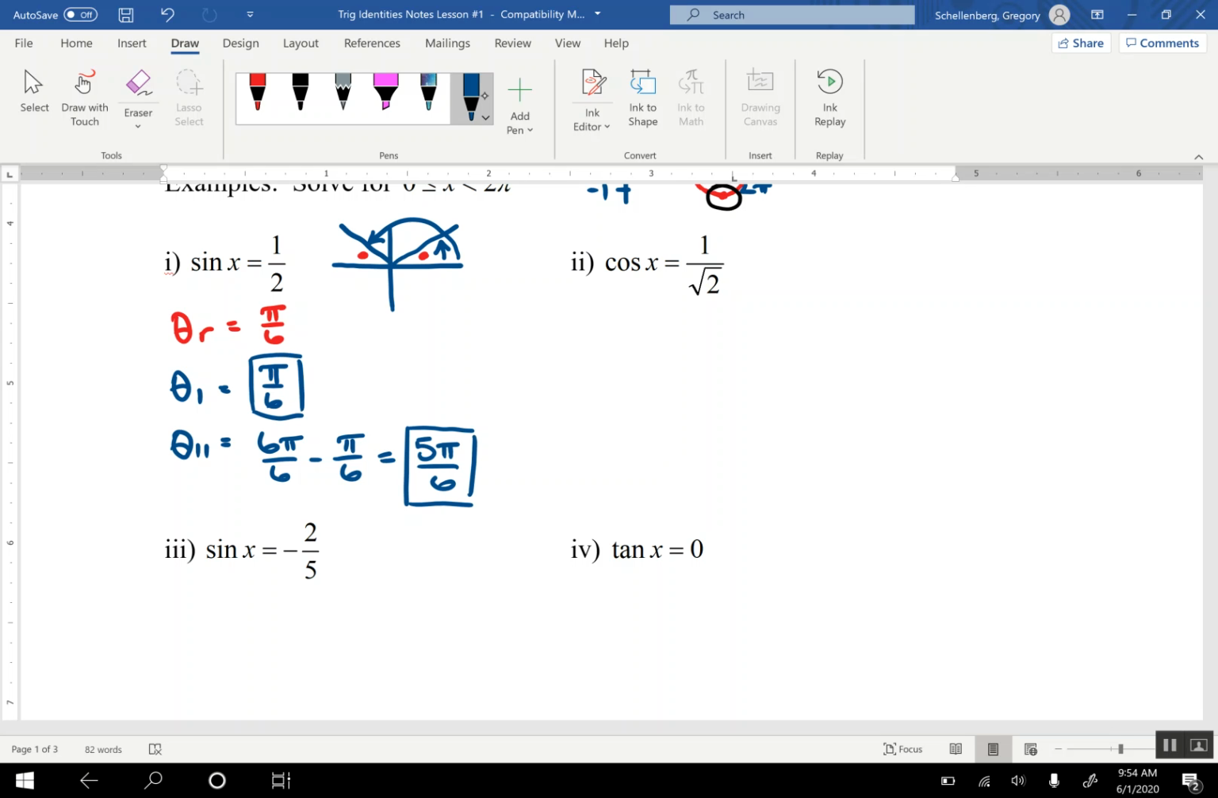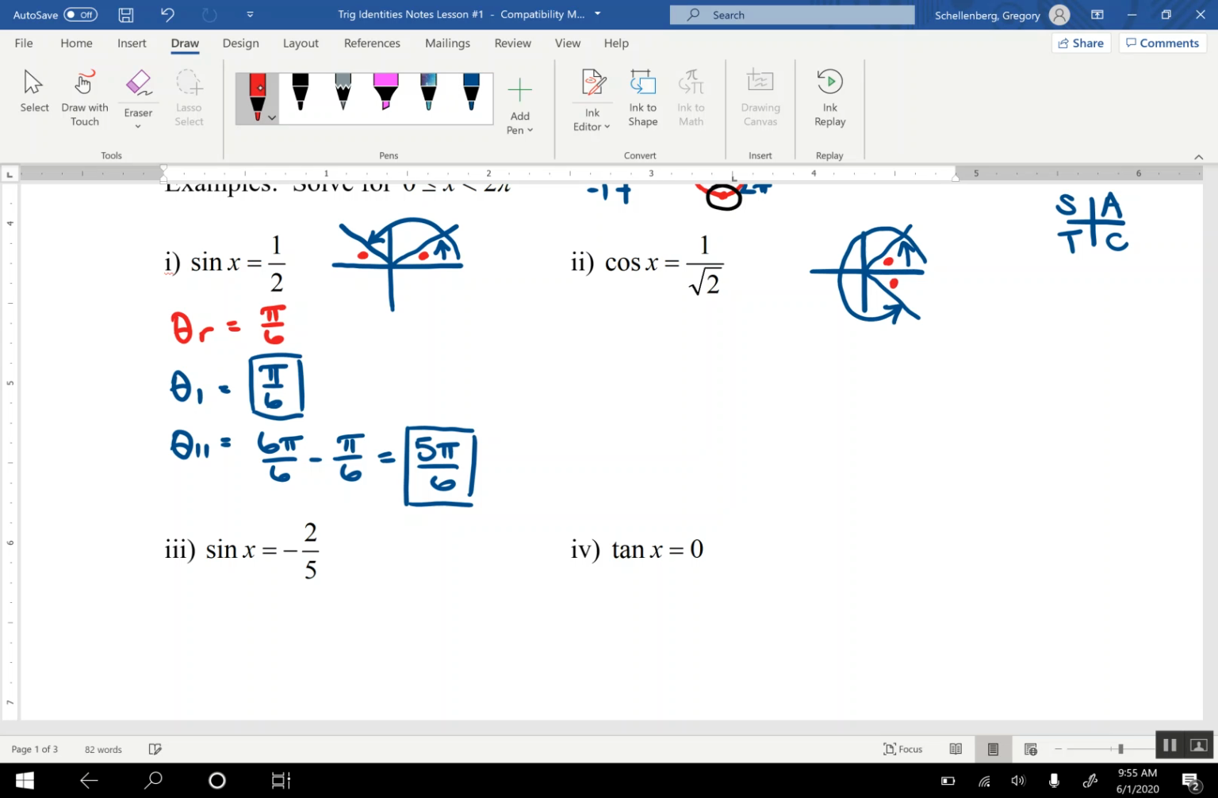Okay, same idea with number 2. So we've got a cosine ratio of 1 over the square root of 2. That's a positive ratio. And I'll just do this over here. So all students take calculus. That reminds us that in quadrants 1 and 4, we have positive cosine ratios. So those two angles have positive ratios, and they have the same reference angle.